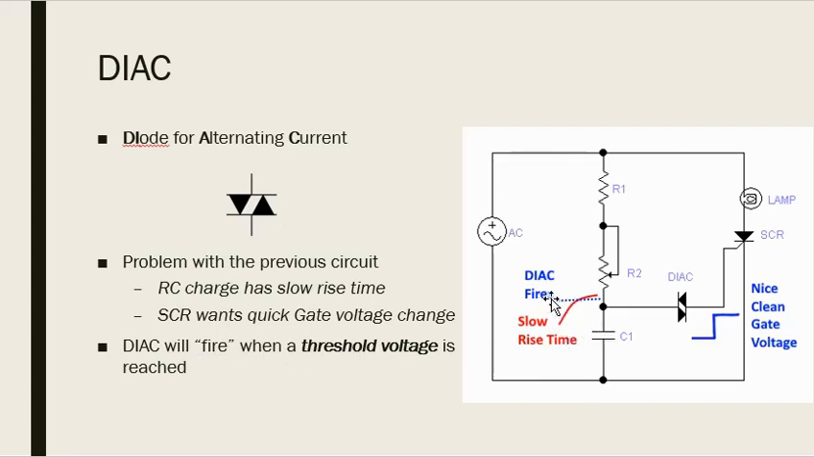And all of a sudden, we have a DIAC in series with the gate. When it reaches its threshold voltage, the DIAC fires, and it lets the voltage through. So we get this nice, sharp rise time, which SCRs like. We've got a nice clean gate voltage on here. So rather than this slow rise time, we get a nice rising edge.